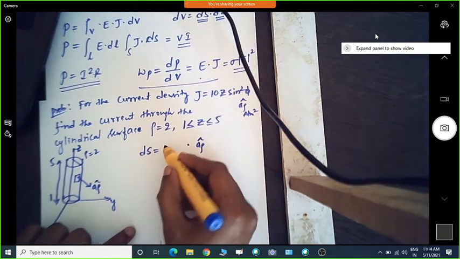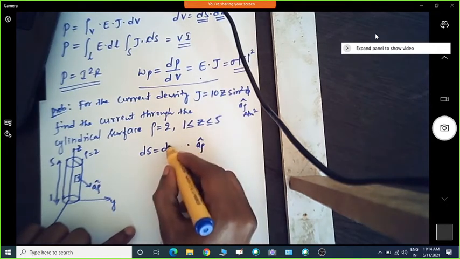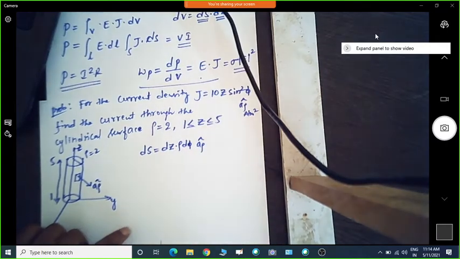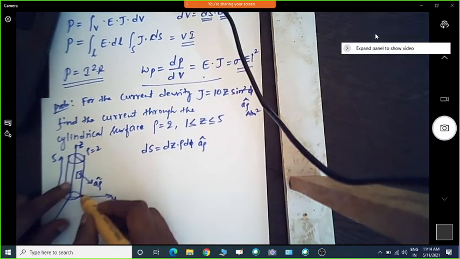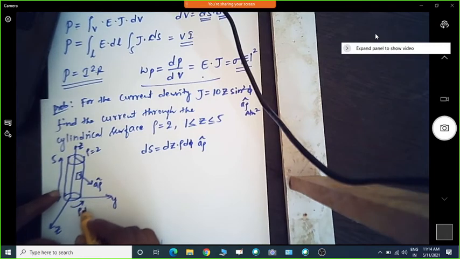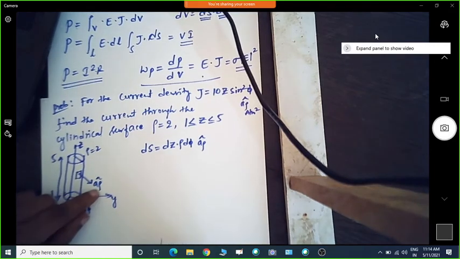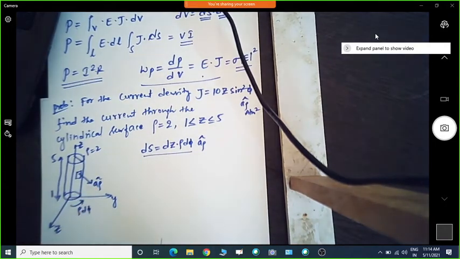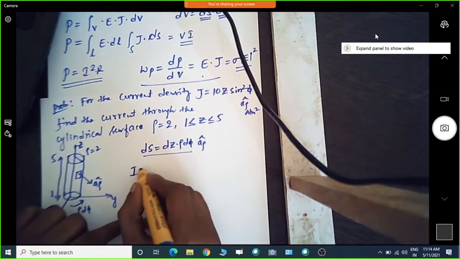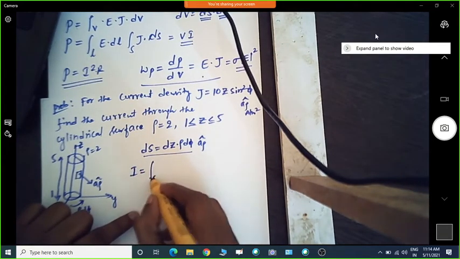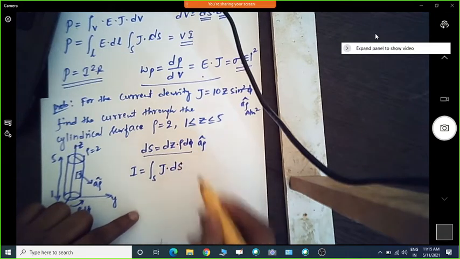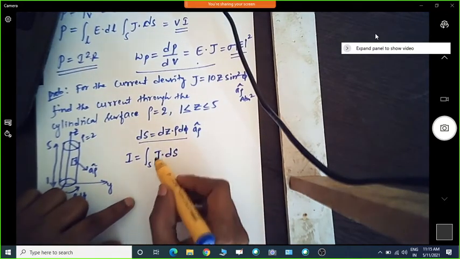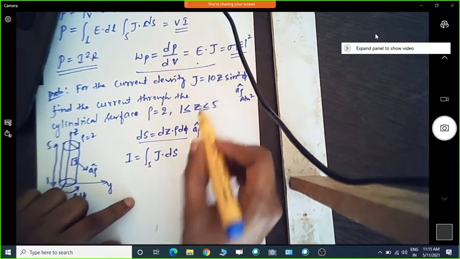Which is nothing but dz into rho into d phi. Okay, so the z variation is there, and there is rho into d phi variation. So perpendicular to this rho vector, this is the differential surface area. Now we know the current is given by the surface integral of J dot ds. Now the J is given here, so you can substitute that.